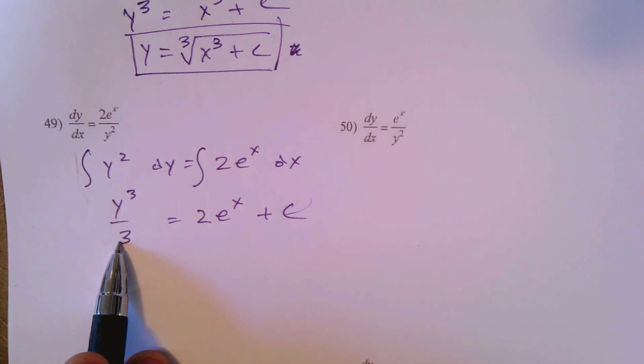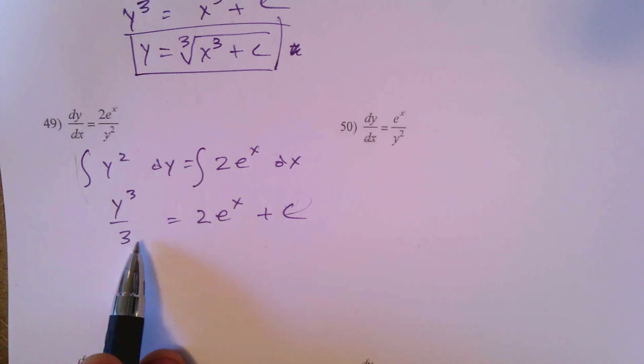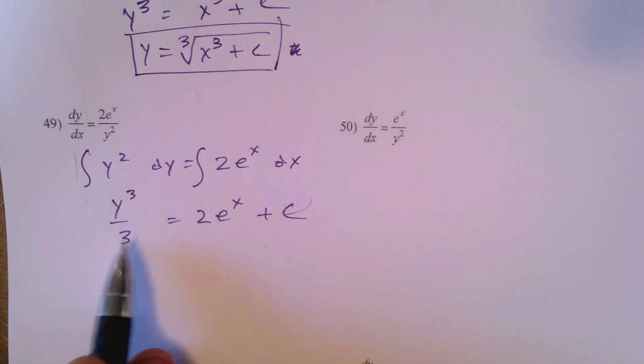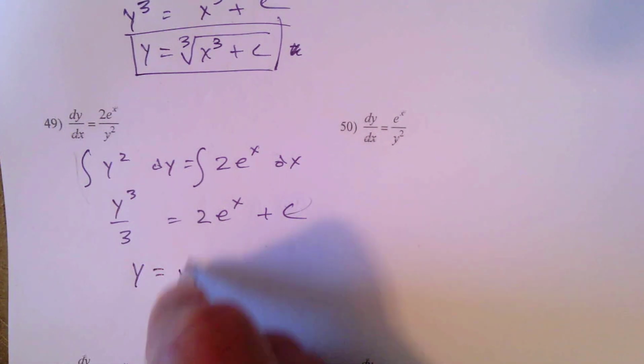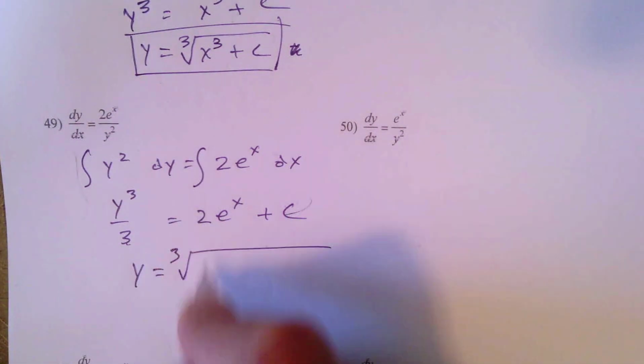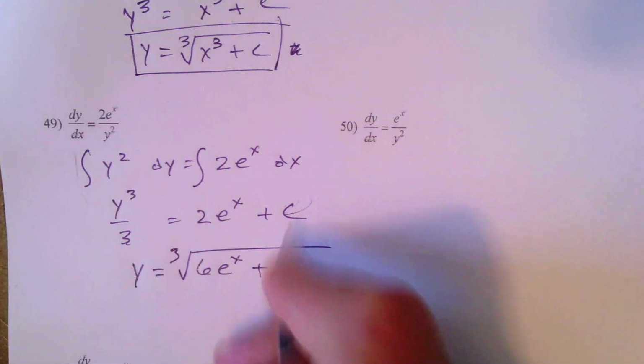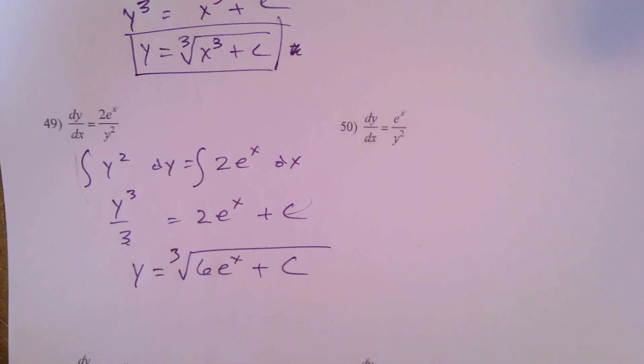And now we're going to solve this for y. Again, we're going to multiply both sides by 3 and take the cube root. So we're going to end up with y equals the cube root. 3 times that is going to be 6e to the x. 3 times c is still going to be a c. So we have our answer: y is equal to the cube root of 6e to the x plus c.